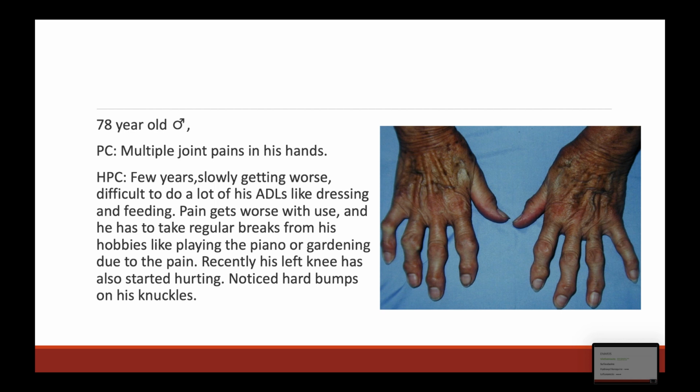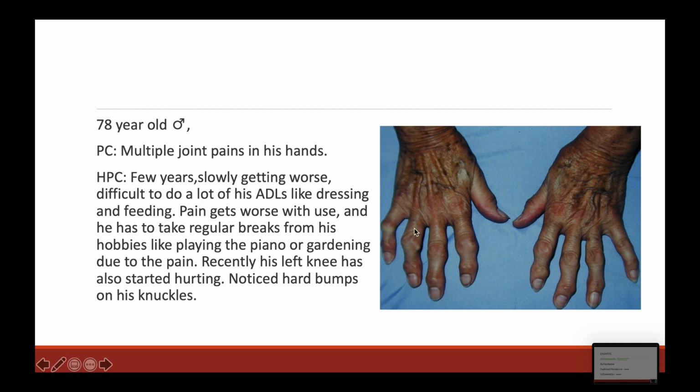Now, going back, you've got a 78-year-old male with multiple joint pains in his hand. It's been happening for a few years now, slowly getting worse. He's been having difficulties in his ADLs, like dressing and feeding. The pain is worse when he uses the hand, and he regularly takes breaks from his hobbies like piano and gardening because of the pain. Recently, his knee has also started hurting. He's noticed some hard bumps on his knuckles.